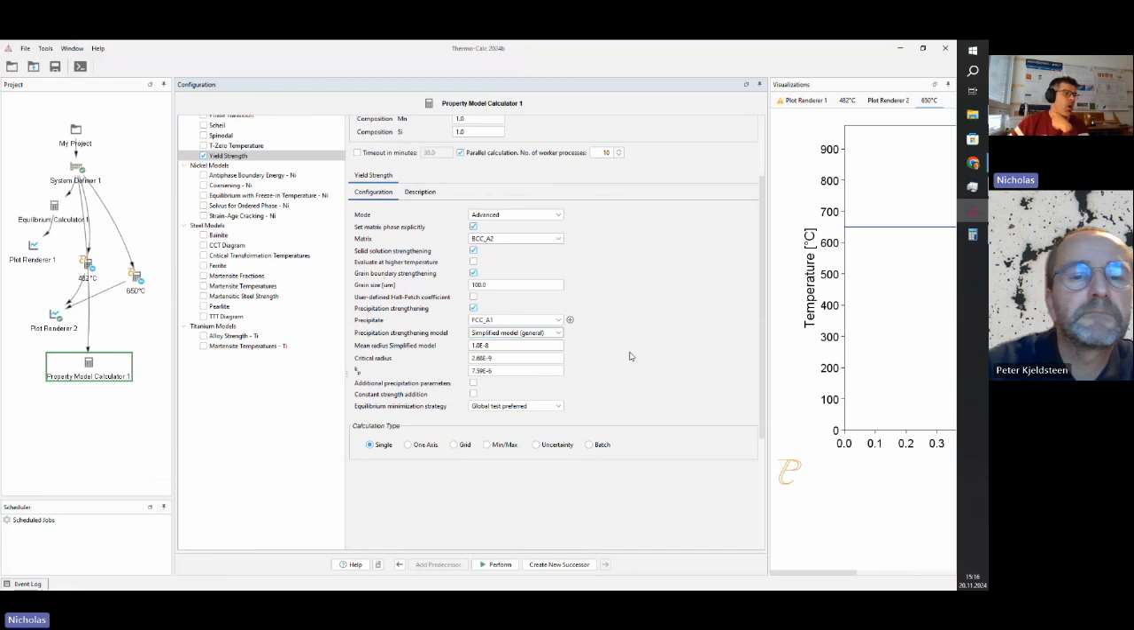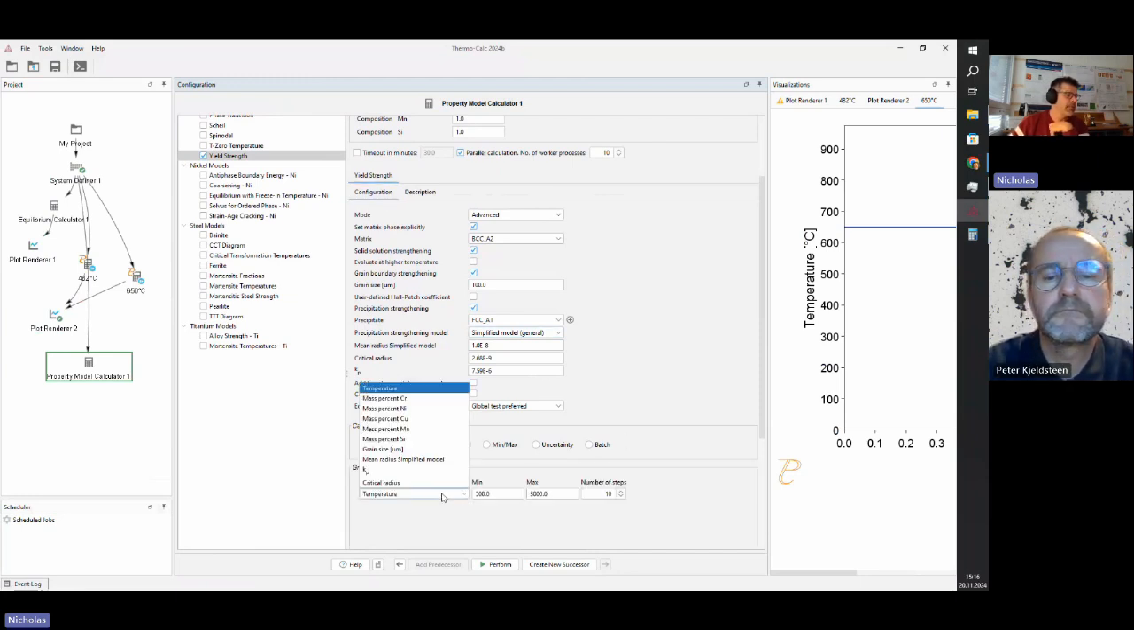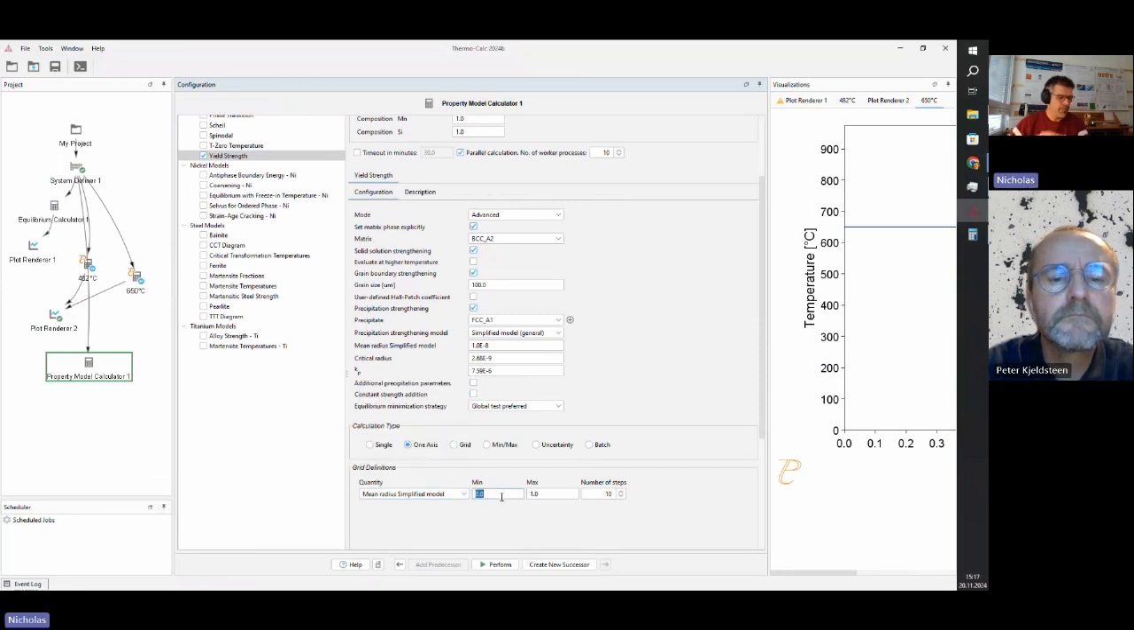And then what I can do here is a one-axis calculation and say mean radius. I could link this to the precipitation calculation, but here I'm just manually saying I've got a mean radius from very small to very big. And I'm just asking it basically to tell me how those precipitates should increase the strength of the material.